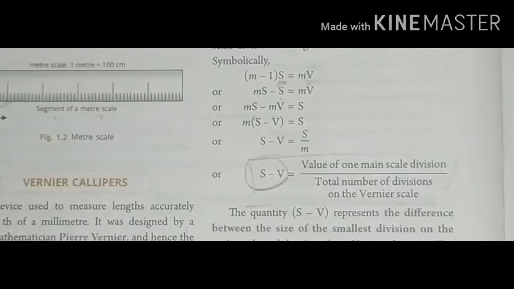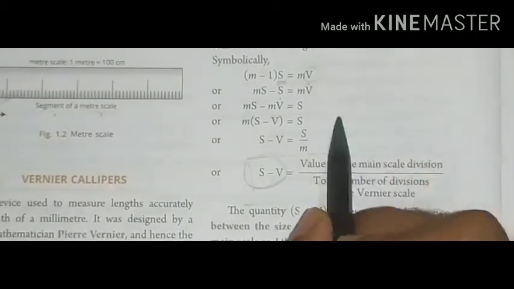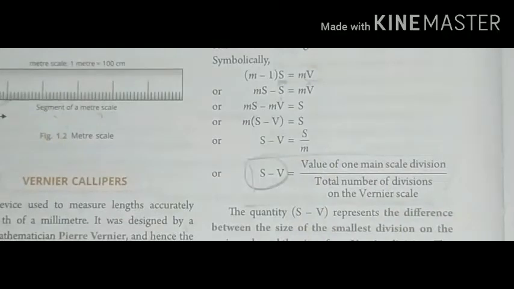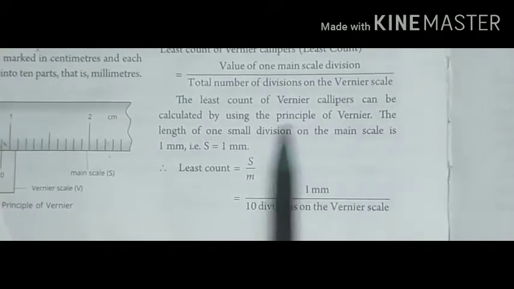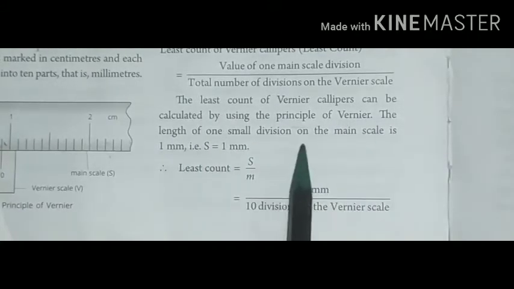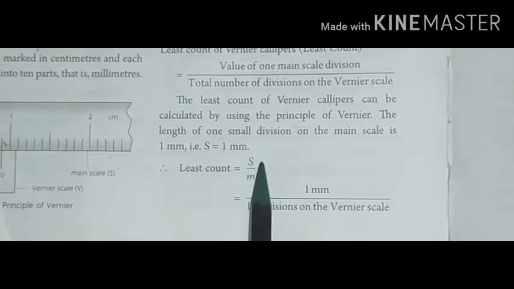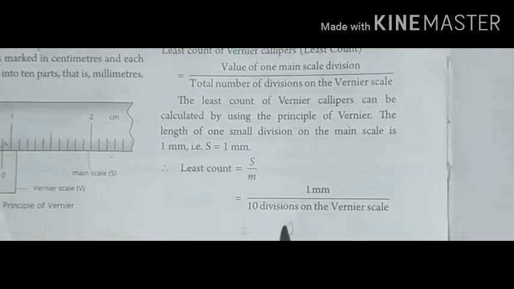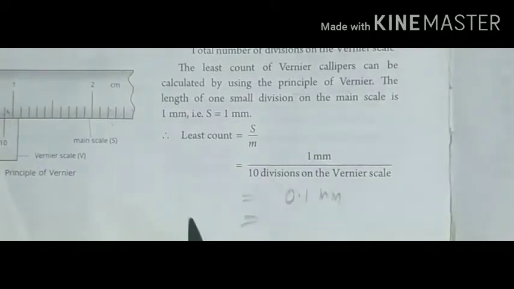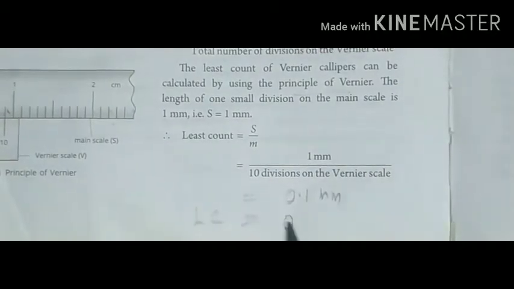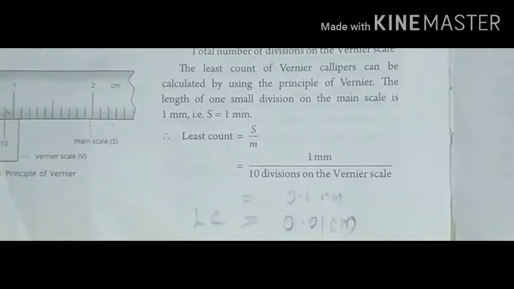The least count of a vernier caliper can be calculated by the principle of vernier, that is the length of one small division on the main scale. Least count equals S by M, which is 1 millimeter upon 10 divisions of the vernier scale, that is 0.1 mm. It means the least count equals 0.01 centimeter. Remember the least count of a vernier caliper.